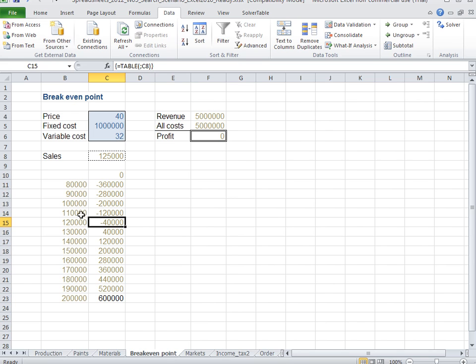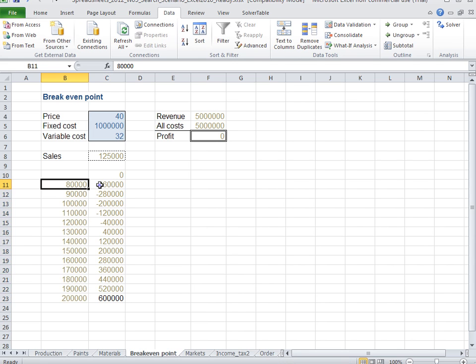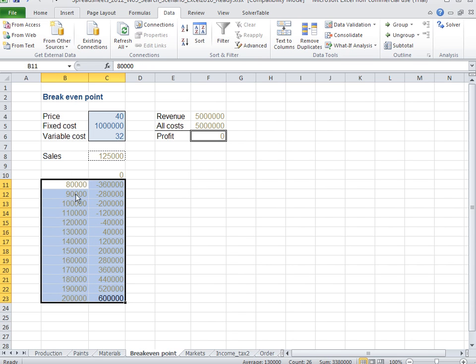Now let us select these cells, and we are going to be using something called scatter graph, because we have both x and y values. This is an x coordinate, 80,000. This is a y coordinate, minus 360,000. X coordinate, 90,000. Y coordinate, minus 280,000. So these are x values, these are y values, they're together. So we select them and say insert scatter graph.